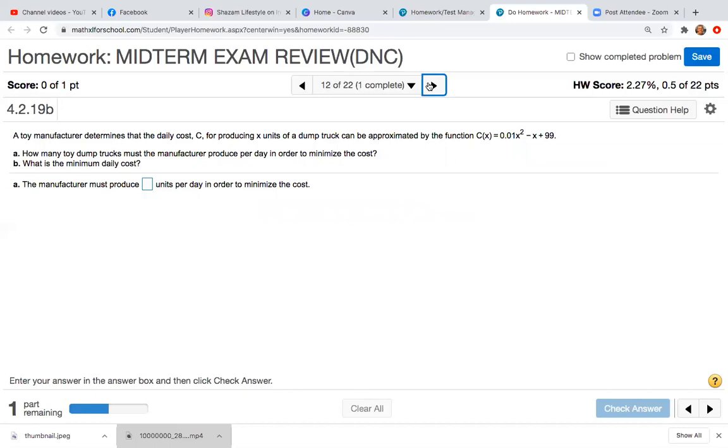You've got a quadratic function, and this quadratic function has a positive x squared value. So when you graph the quadratic, guys, the graph would look like this. So the question you have to ask yourself is, where would I go on this graph to find the minimum value? I would go to the vertex, okay? So yes, we're going to go to the vertex in order to be able to find the number of dump trucks that the manufacturer must produce every single day to minimize the cost.